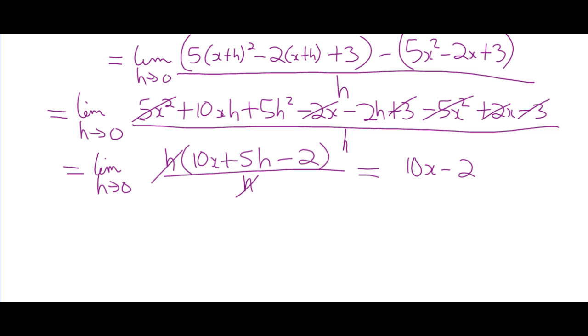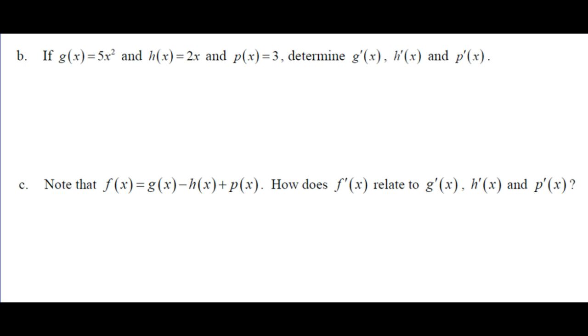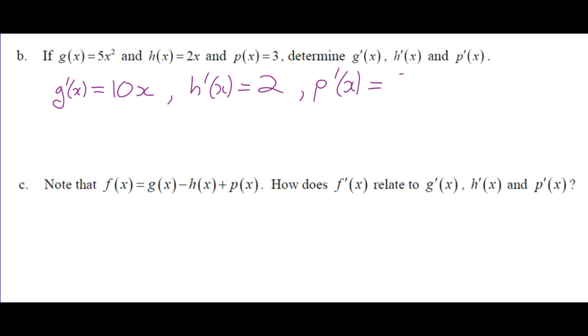Especially when the title of the lesson is the sum and difference rule. So, if g of x is 5x squared, and h of x is 2x, and p of x is 3, determine g prime of x, h prime of x, and p prime of x. Pretty easy, huh? So what's g prime of x? 10x, right? No more 5 times 2x, it's just 10x. H prime of x and p prime of x are 0. And this goes back to what you were hinting at when you were talking about constants.